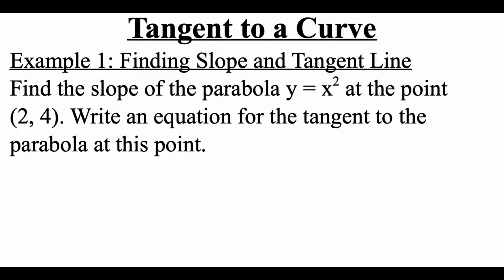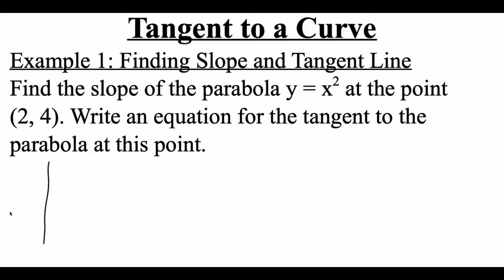In this example, we are going to look at finding the slope and also finding a tangent line for the parabola y equals x squared. We're going to look specifically at the point (2, 4). We're going to try to find the slope of the parabola at this (2, 4) point, and then write an equation for the tangent line that just barely touches our parabola at this (2, 4) point.